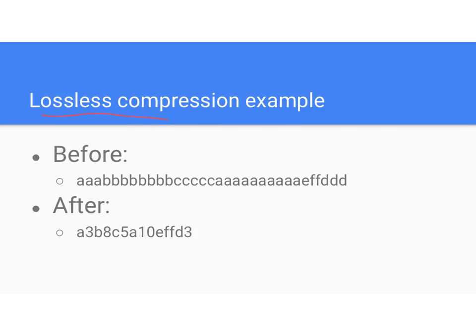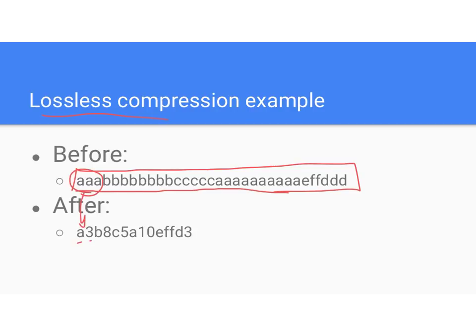Here's an example with lossless compression. Really simple. Look at this string right here. A, B, B, B, B, B, whatever. A bunch of repetitions of A's and B's and C's and A's and E's and F's and D's. Well, a really simple encoding scheme here, a compression algorithm, would be to say, hey, I have 3 A's in a row. Let's just write A3 to represent that I'm going to write A 3 times. Look at all these B's. If you count them up, there's 8 of them. So in our compression algorithm, we could say B8 to mean repeat B 8 times.